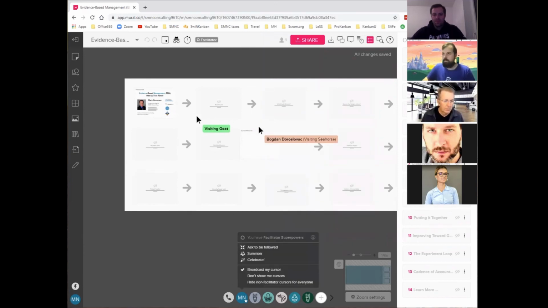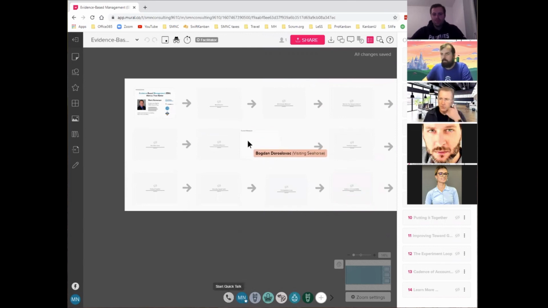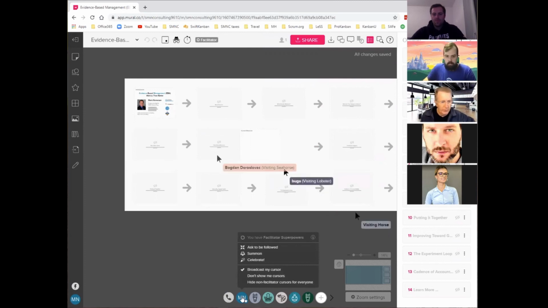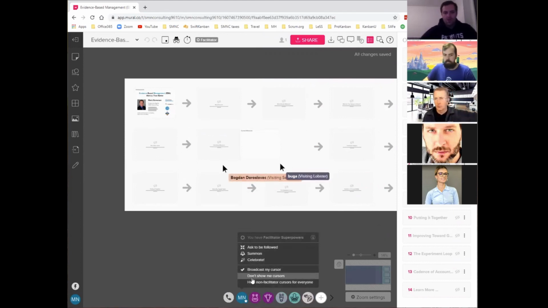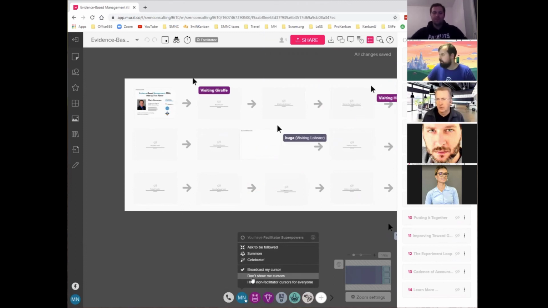One of the things you might want to do along the bottom here, all these circles represent each of us. And your circle, the leftmost one, the one that's not the little telephone handset, is probably you. If you hover over that, you'll see a much simpler menu than this. But you can, for example, select Don't Show Me Cursors. You can see how everybody's cursor is floating around. It's kind of cool, but it's kind of distracting.